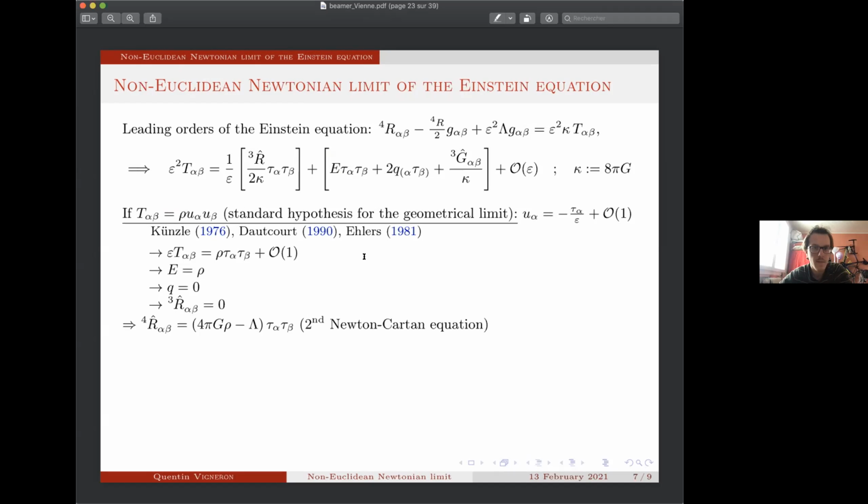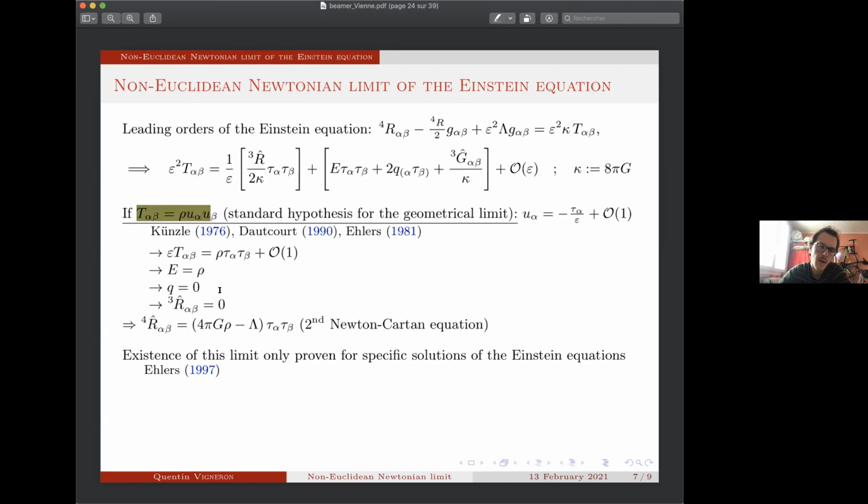So this standard geometrical limit, to my knowledge, there is no study of the existence of such a limit for general solutions of the Einstein equation, but only for specific solutions, and this was done by Ehlers in 1997. But what is really important here is that once we make this assumption, then the spatial curvature is necessarily 0, implying that the topology of the spatial section related to the Galilean structure is necessarily an Euclidean topology. It's not what we want, because we want spatial sections that have non-Euclidean geometry.